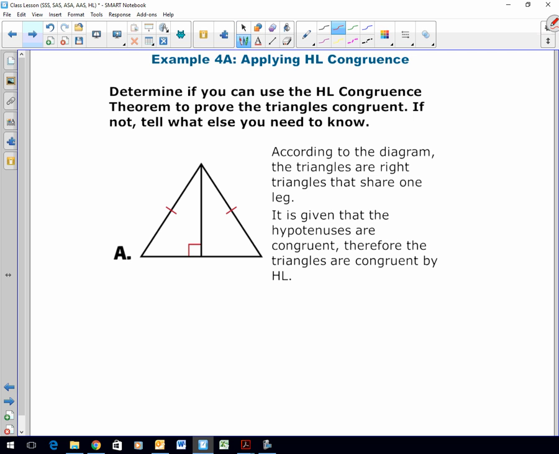I could have sworn I wrote this down. You should have. Oh, hypotenuse leg. I got it right here. I'm proud of you. Thank you for doing exactly what I've asked you to do.